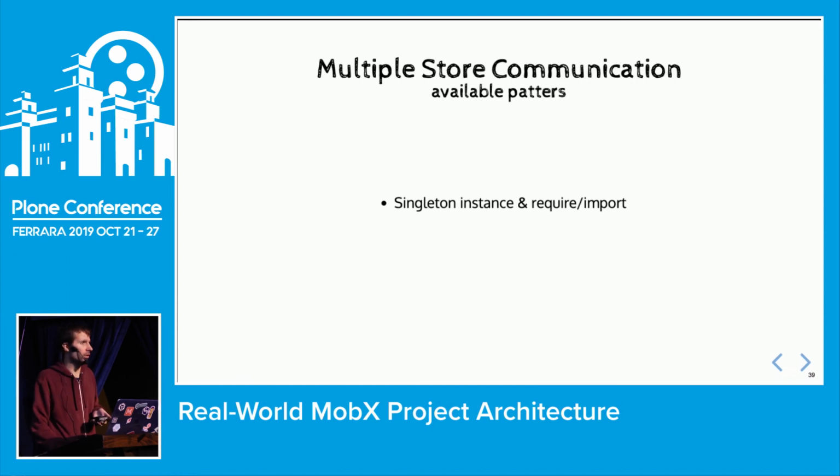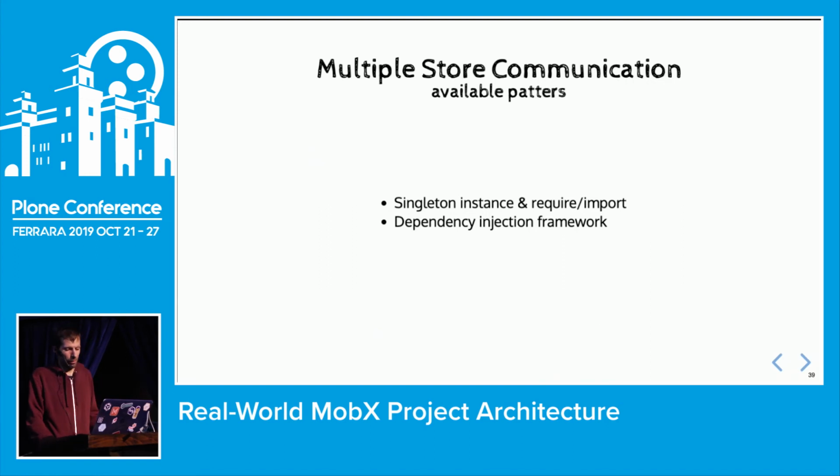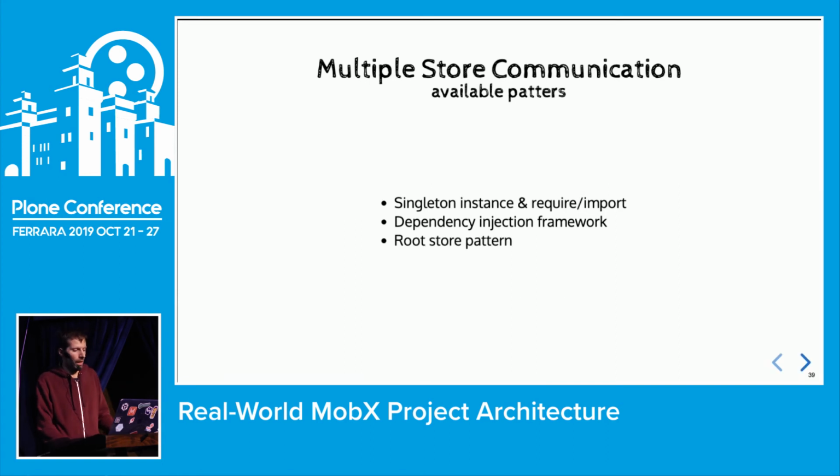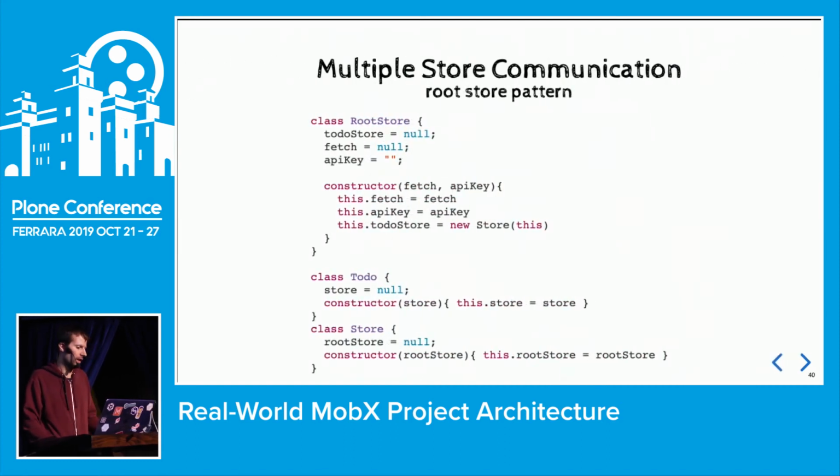We can use singleton instances and require them, right? It may work, but it's not really testable. So we can use dependency injection frameworks like Inversify.js or other solutions. But the problem is that most of the time they are just overkill for a simple problem. And so there is an interesting pattern called the root store pattern. That root store pattern is basically having a store that holds a reference to all the other stores. And when creating a store, you pass a reference to the root store. So basically, you are linking all the stores together. And by jumping to the root store, you can access any other store, right?